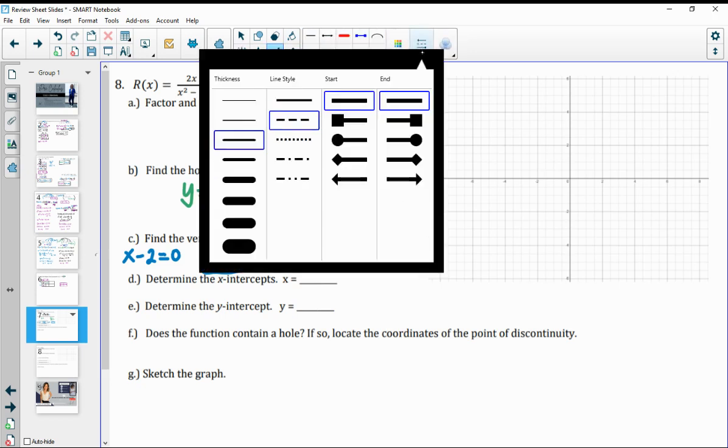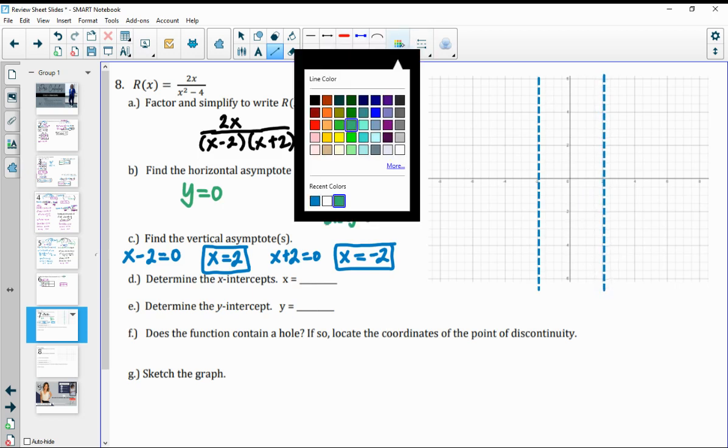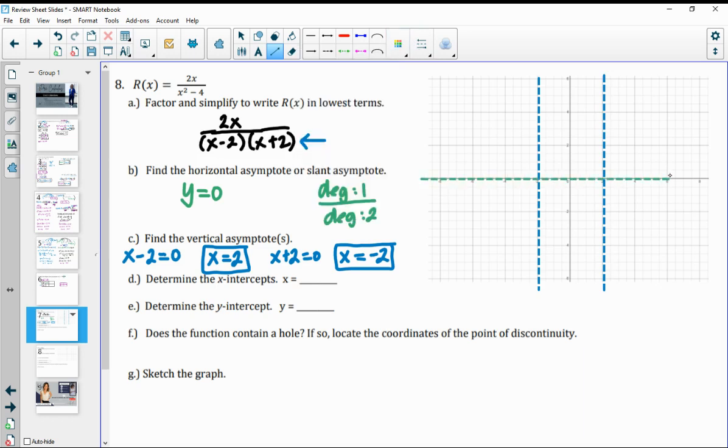So this one has 2 vertical asymptotes, okay, at 2 and negative 2. And remember to do dotted lines for these because they're not actually part of your graph. They're just boundary lines to help us. And then that end behavior asymptote was y equals 0. So that's here.